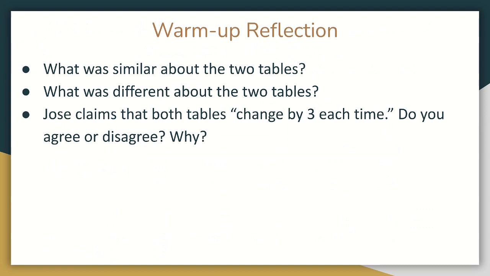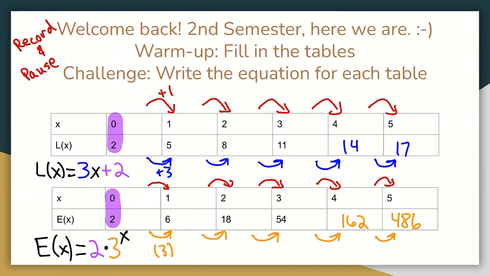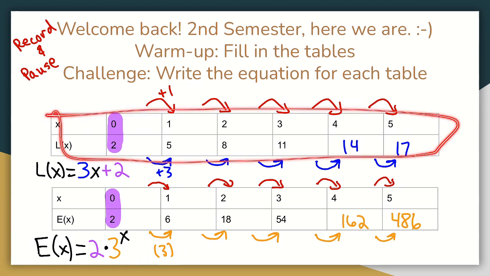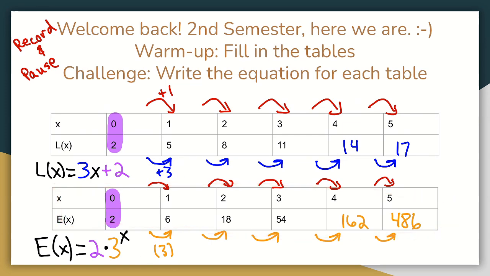All right, Josh. So what was similar about the two tables? I'll go back to them so we can see them again. What was similar about them? Okay, so you're noticing that in the x's here and there, we're adding by 1. Yep. Okay, so in the upper table, you've noticed that we're adding 3, and in the lower table in the y values, we're multiplying by 3.